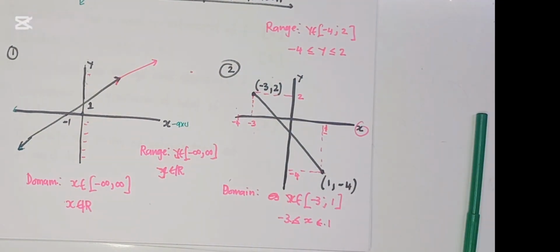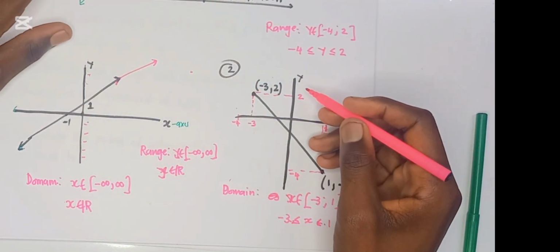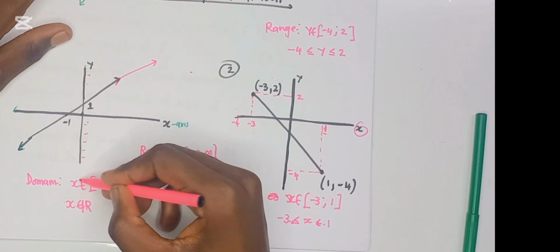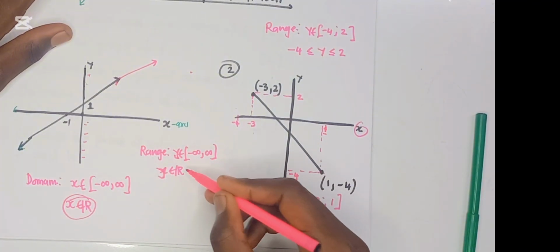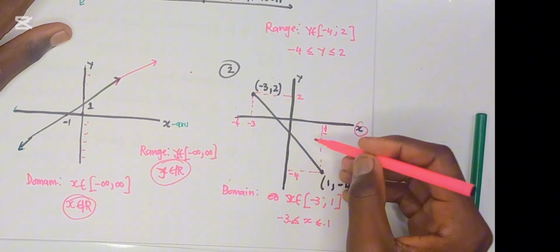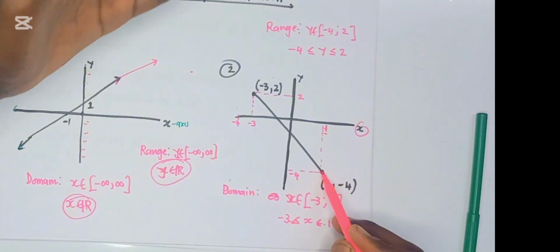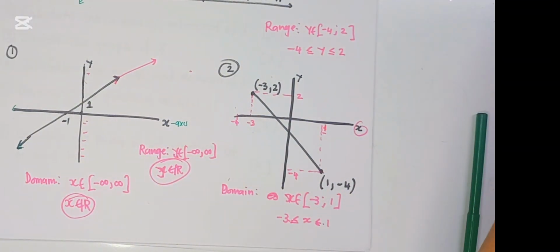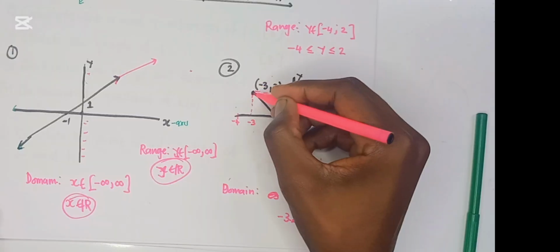So what I want you to take away here, which is very easy, is that whenever we talk about the domain of a linear graph, it's always going to be x an element of real numbers, and the range is always going to be y an element of real numbers. Why do I say so? It's because it's rare in an exam to bring a graph like this. This one was just an example, but I saw one exam question like this. So you just have to be careful when it does not continue.